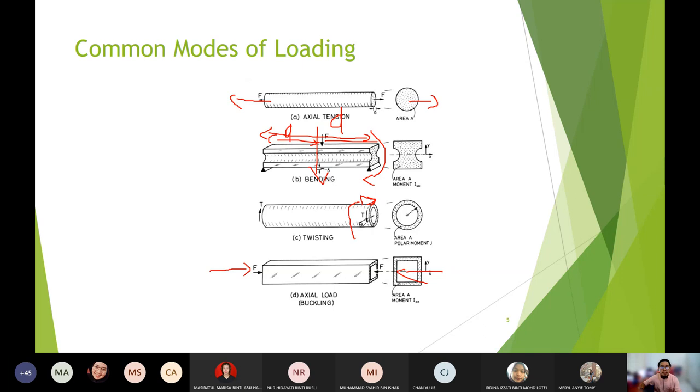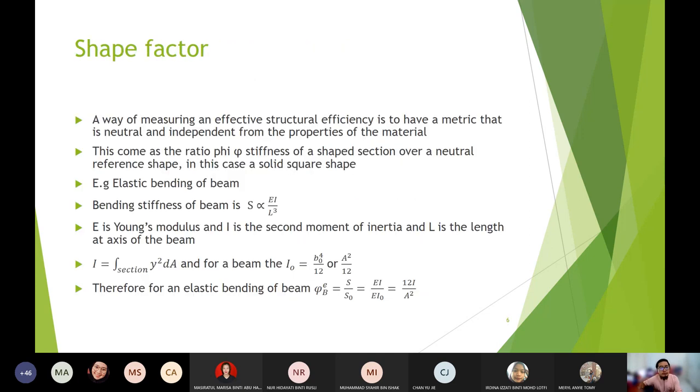Saya cakap, sebenarnya, jangan limitkan bila kata loading product, tension sahaja ataupun bending sahaja, twisting ataupun compression. Tapi selalunya in reality sebenarnya lebih daripada satu, more than one. So shape factor.